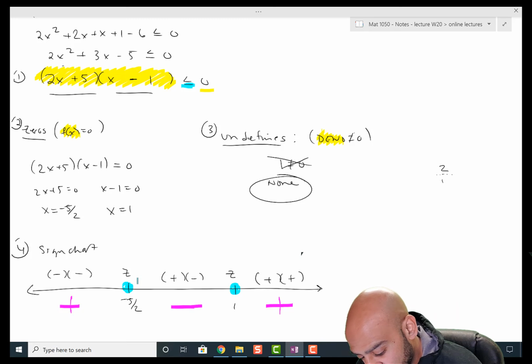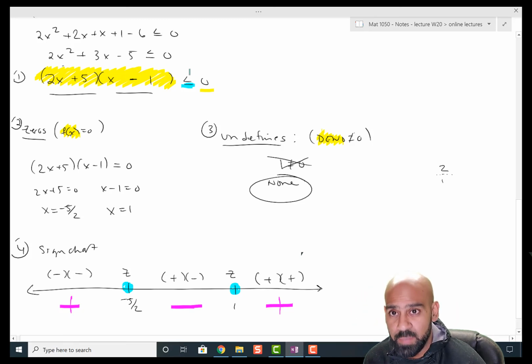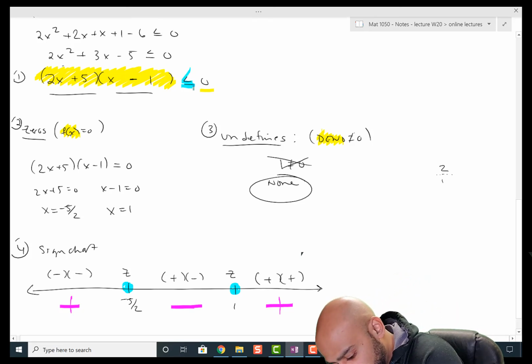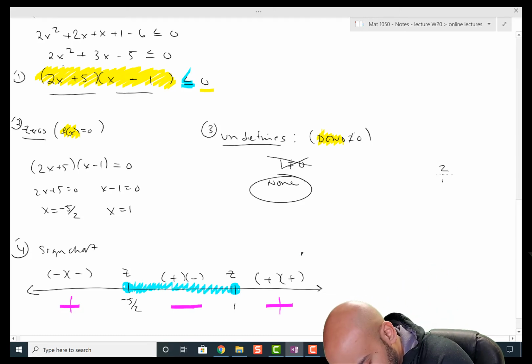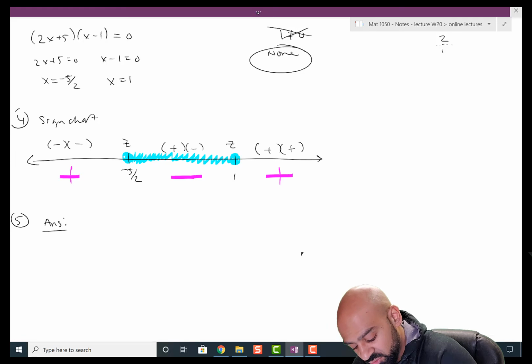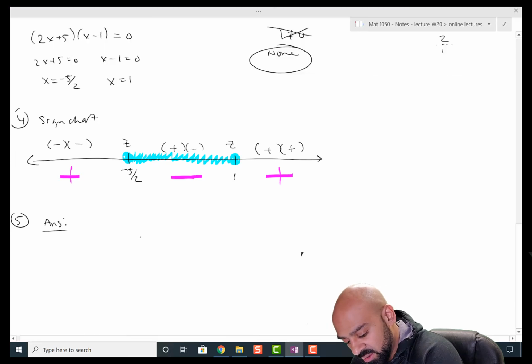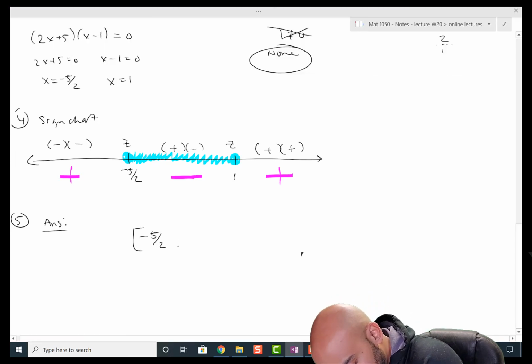And then finally, is less than positive or negative? Well, I want my function to be less than. Less than numbers are negative numbers. So I'm looking for the negative interval. Therefore, the answer would have to be negative 5 over 2 to 1.